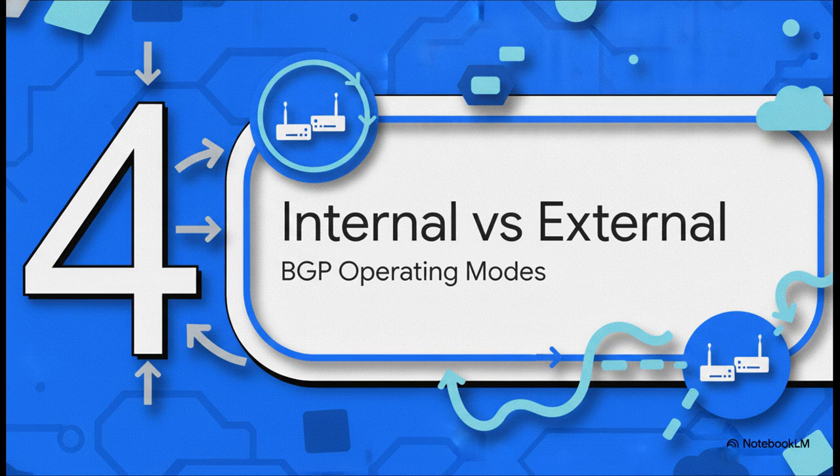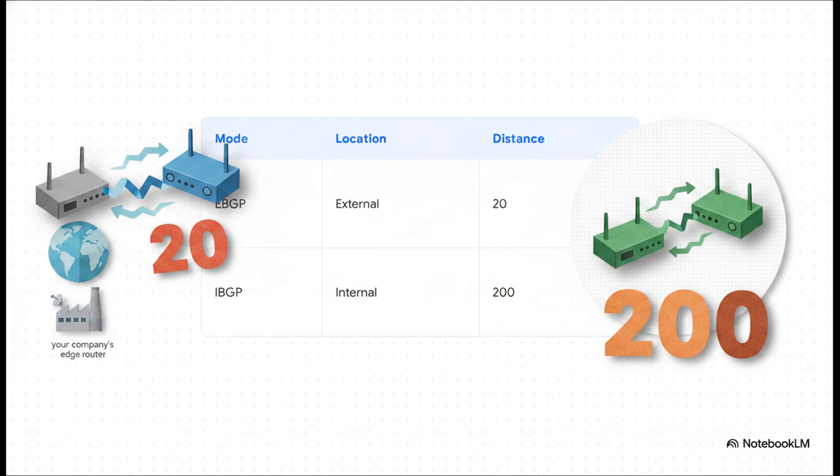Let's jump to Section 4, Internal versus External BGP. Now, what's really interesting here is that BGP actually operates in two very different modes, and it depends entirely on who the router is talking to. If we look at the distinct administrative distances, we can see exactly how routers prioritize these conversations. We have external BGP, or eBGP, which is the connection between two routers in completely different autonomous systems. Imagine your company's edge router talking directly to an AT&T router. eBGP is highly trusted for external routes and uses a low administrative distance of just 20.